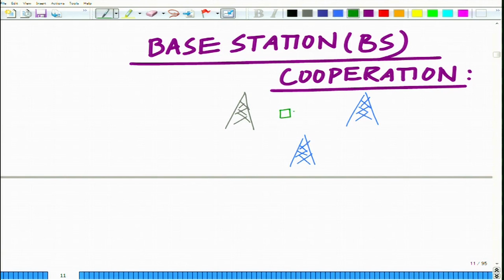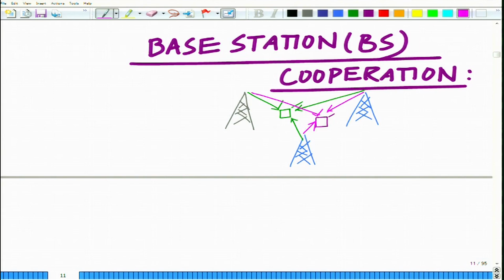So, I have different users and the base stations are transmitting to the various users in a cooperative fashion. Normally we have a single base station serving any particular user, but in this particular scenario, base stations can cooperate to serve the various users, thereby enhancing the SNR and the reliability of communication in a wireless cellular communication scenario.